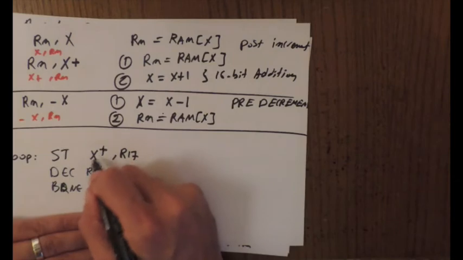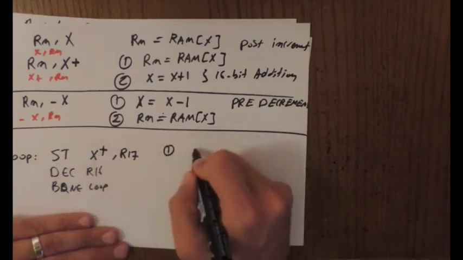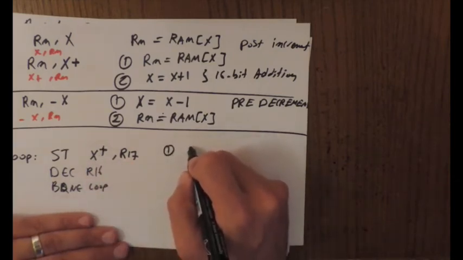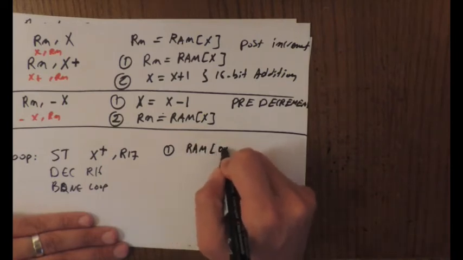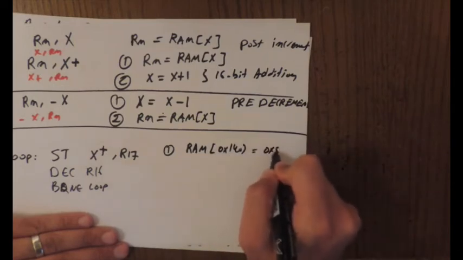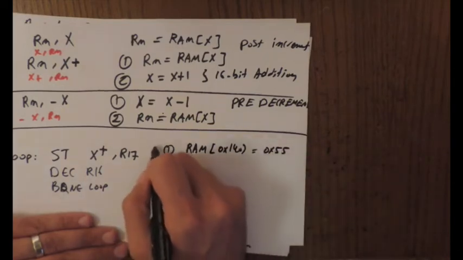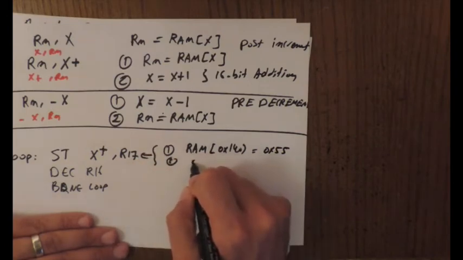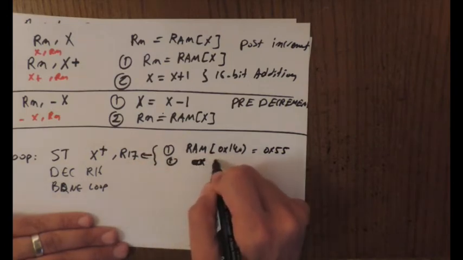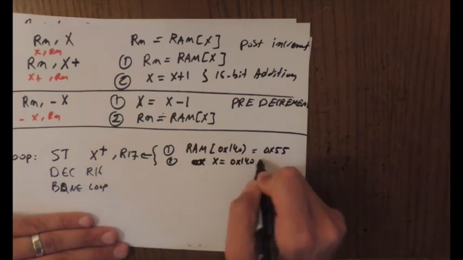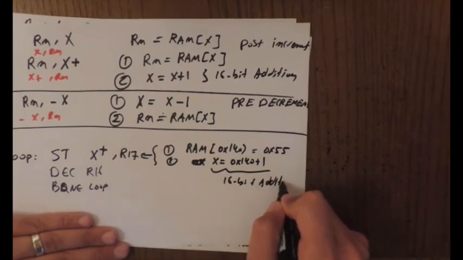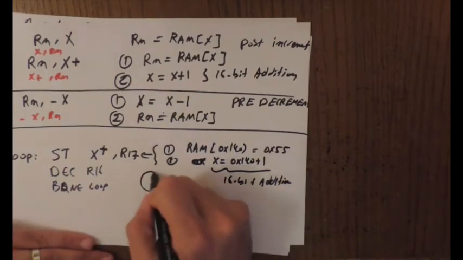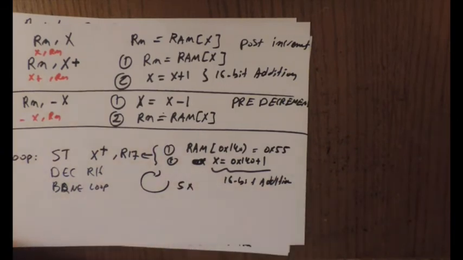So when we see x plus, what we do first is, I'm going to say ram of 0x140 is equal 0x55, and then x is equal to 0x140 plus 1, and this is a 16-bit addition. And this will be done 5 times. So this is a very nice way to use this feature.